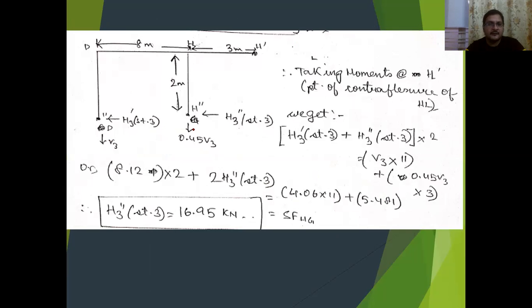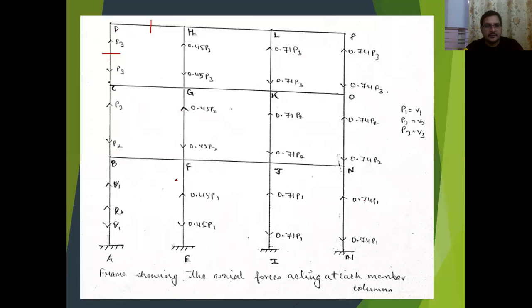Again, now we come to the second part. H3 dash is now known, no problem. Now coming to the second part, that is H3 double dash, which is unknown. Now coming back to this diagram, I'm extending this portion. I'm cutting this column HG and this beam HL. So my main area of concern will be this one.